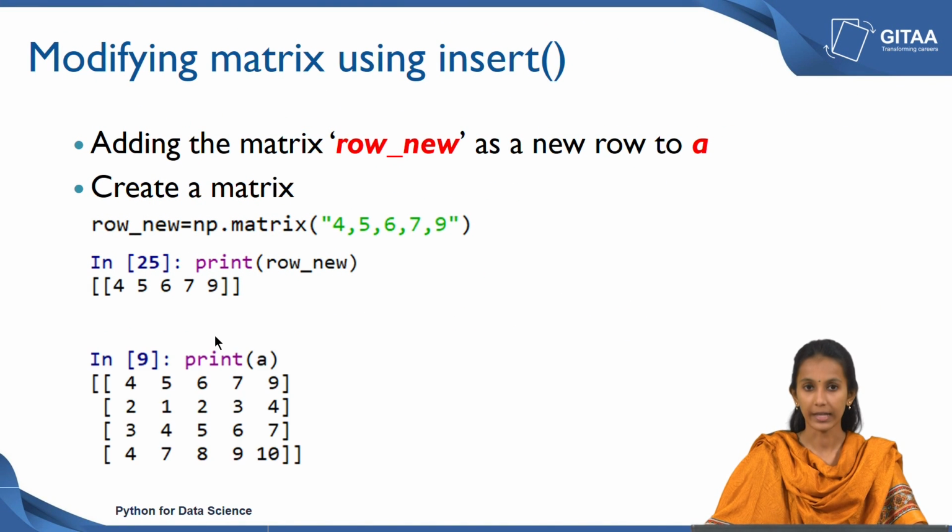So when we print A, now the dimensions will be changed. We had 3 cross 5 earlier. Now the dimensions of the matrix will be a 4 cross 5 matrix, which means 4 rows and 5 columns, and the matrix has been added at the 0th index position. So 4, 5, 6, 7, 9 has been added row wise at the 0th index position.